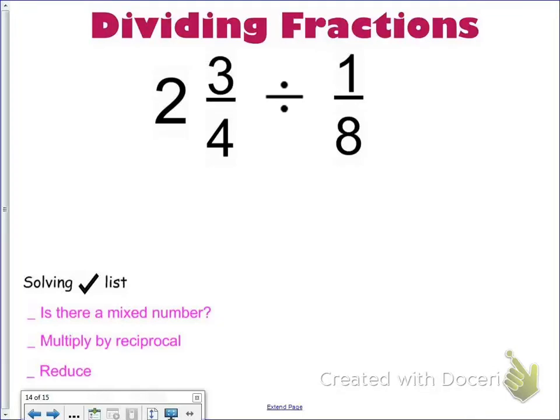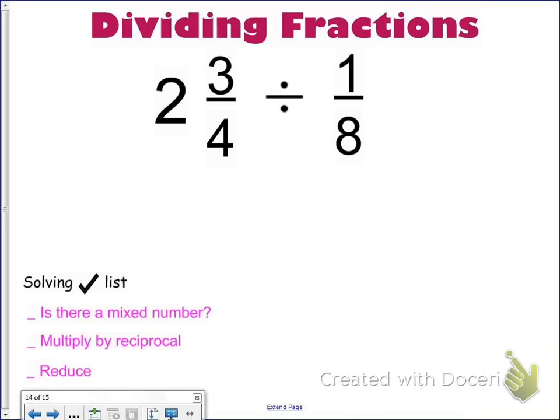Alright, in this video I'm going to show you how to divide fractions. Again, we have that mixed number component right there. So if you have not gone and seen the multiplying fractions video first, go on and hop back and watch that before you come to this, because you're going to need that video to help you with this video.